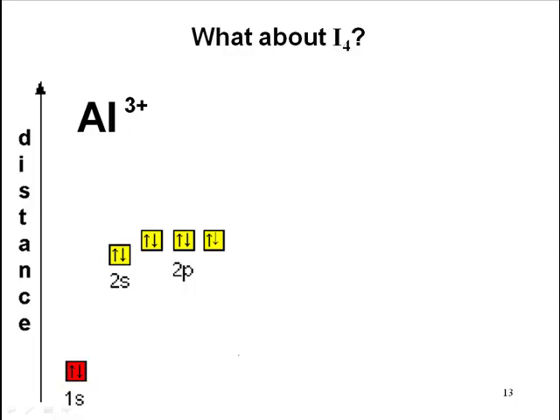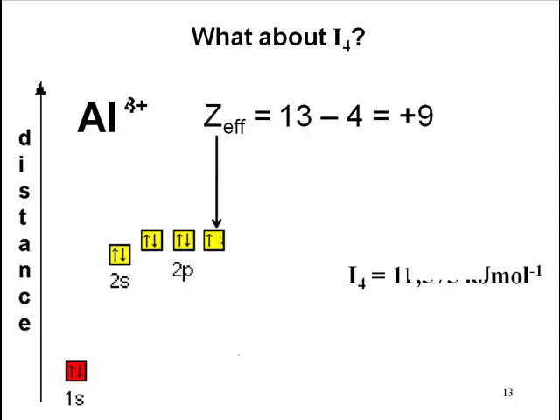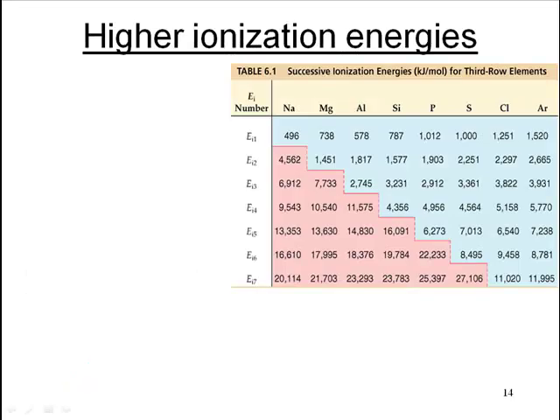What about I4? Let's try to remove another electron from aluminum. Zeff, 13 minus 4 plus 9. 11,575 kilojoules per mole. That's 10 times the I2. I mean, that's a huge number. Since this number is so big, do you think something like this would happen under normal conditions? No, not very often. You've got to have a ton of energy added in order for that to occur. That's why we don't see Al4+. Very good.